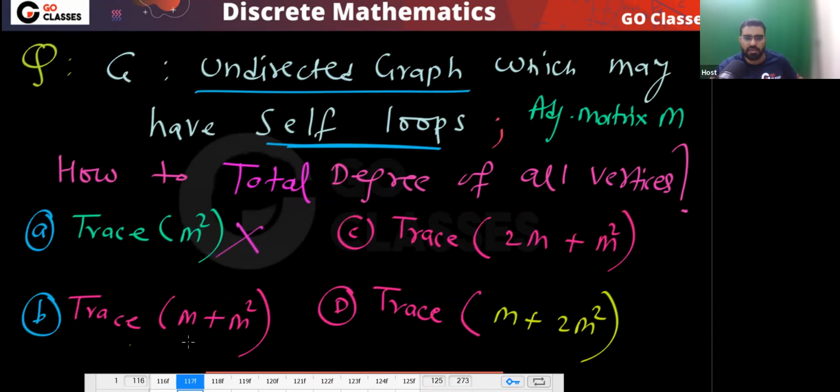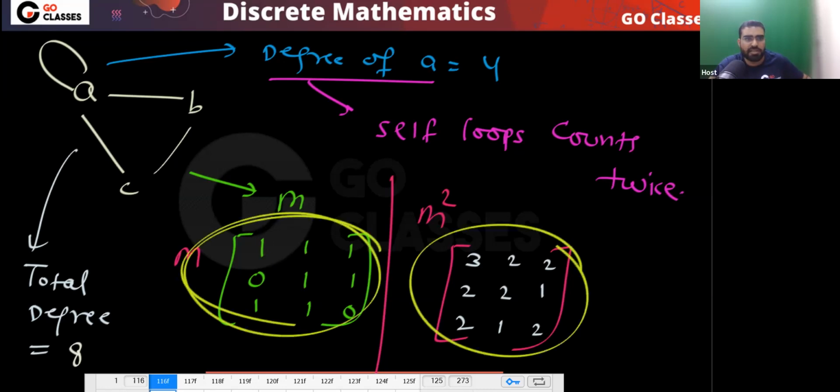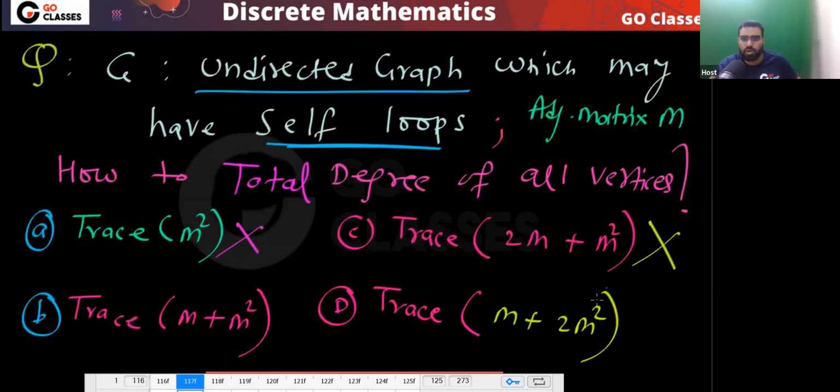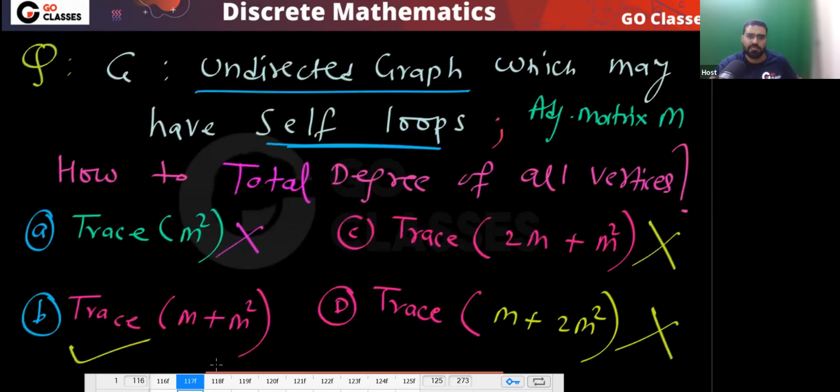What about trace of 2M plus M square? You multiply M with 2, then you add M square. The trace of that will be 2 plus 2, that is 4, plus this. So that is also not correct. This is also gone. Trace of M plus 2M square is also gone. Trace of M plus M square is correct.